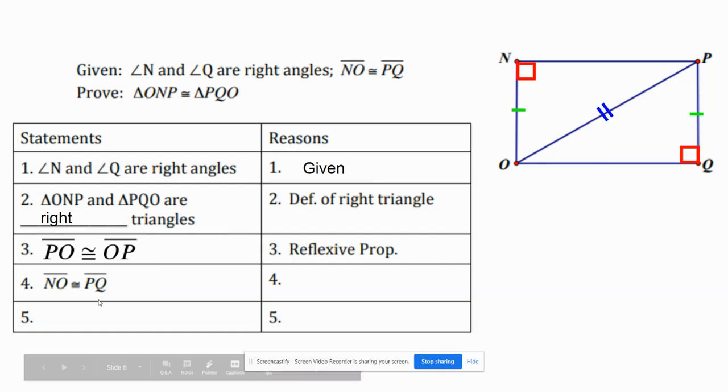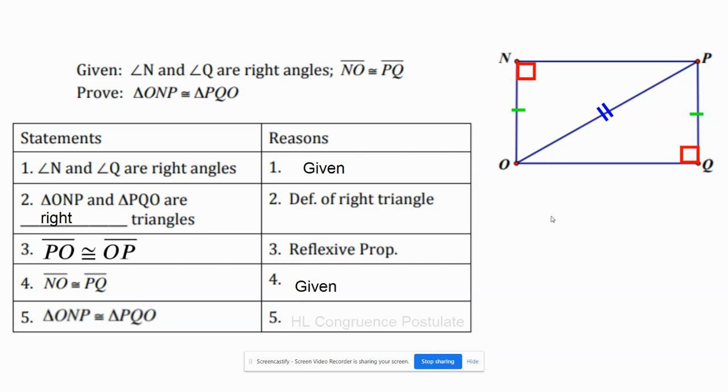So the next thing I have here is that NO is congruent to PQ. It's already marked on my picture, but I know that because up here it was given to me. Now, I have a right triangle, I have a hypotenuse marked as being congruent to itself, and I have a leg that's being marked as congruent. So I know these two triangles are congruent using hypotenuse, leg.